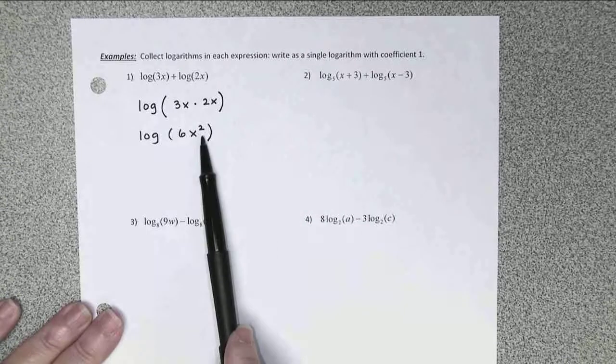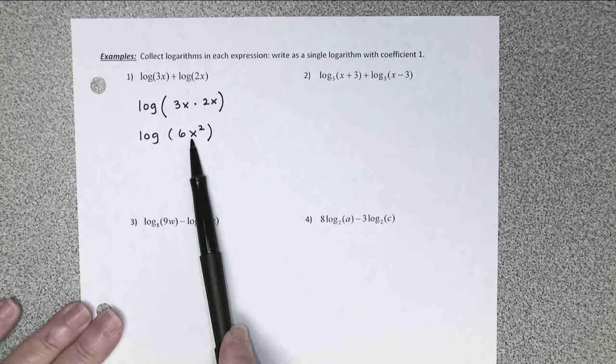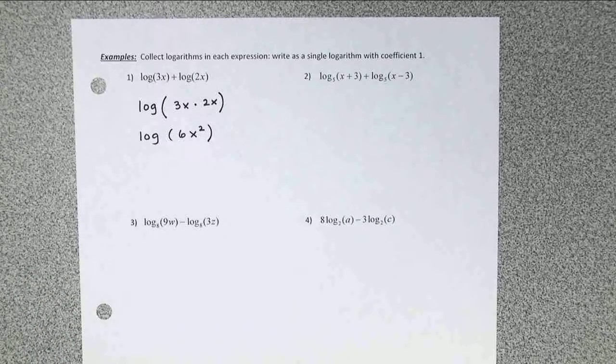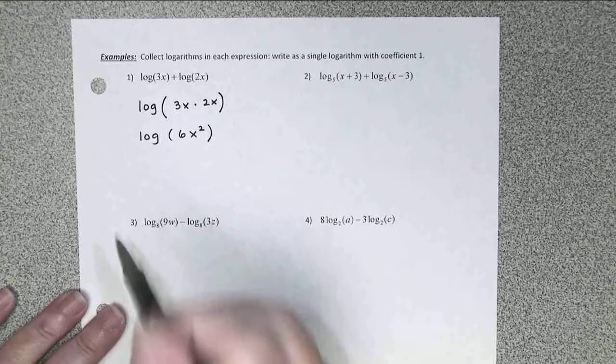Remember that because the square is only on the x, not on the entire 6x, I do not have a power property. I cannot bring that down in front. And in any case, I wouldn't want to, because I like to leave my exponents as exponents in the collected form. So that one's done.